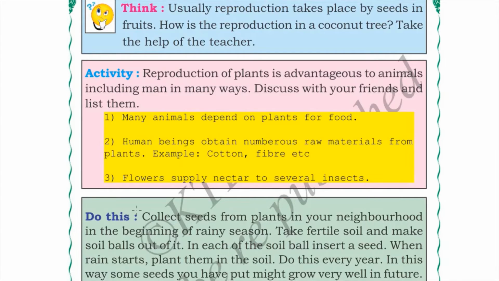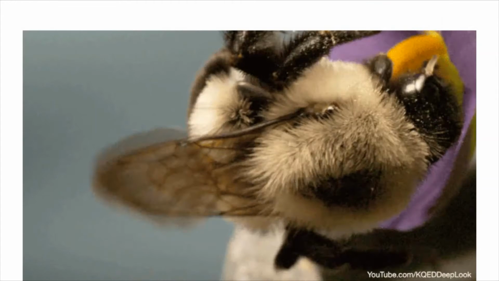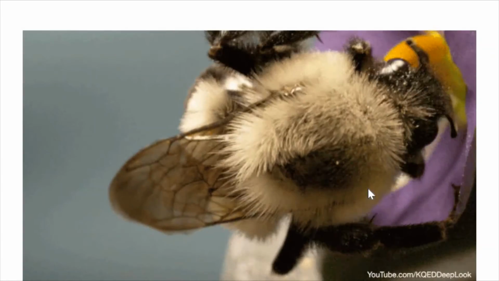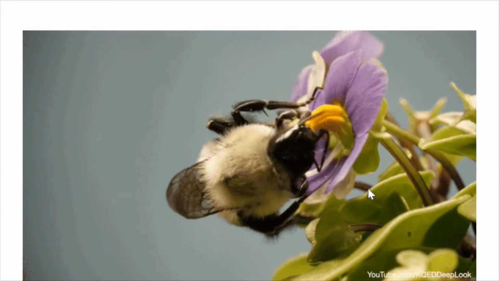Another advantage of reproduction is whenever plants are trying to reproduce, flowers attract insects such as honeybees so that the seeds can be dispersed to a large area of land. Let me show you an image. So here we have a honeybee that is trying to get nectar from a flower.